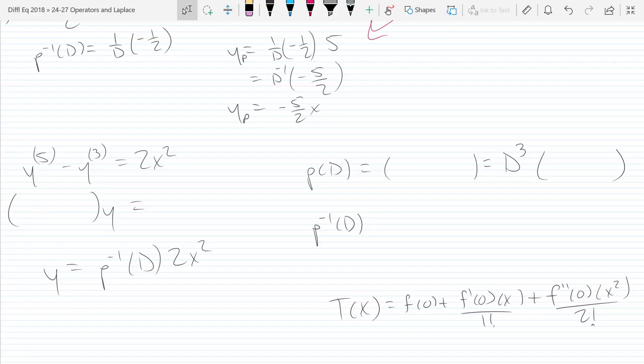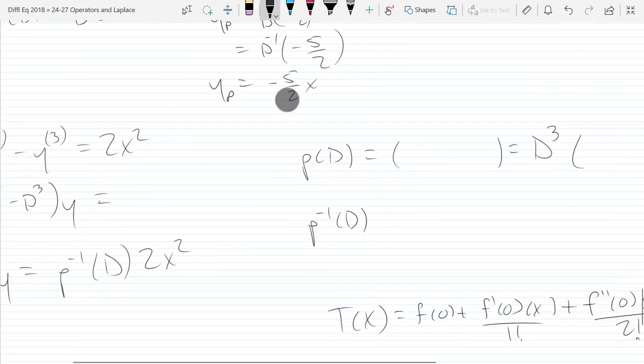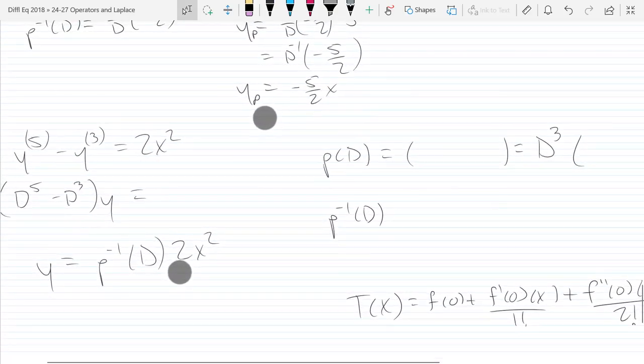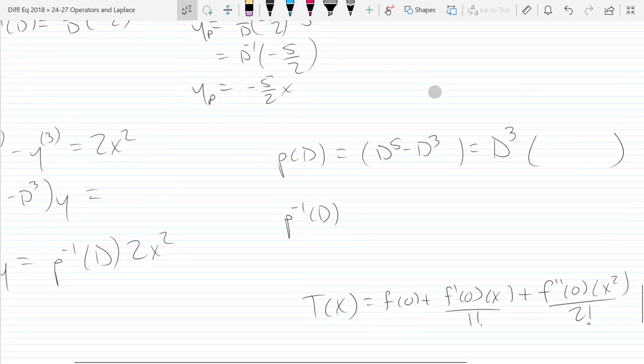All right, what is P of D? D to the fifth minus D to the third. So that part should be pretty clear. You could factor out a D to the third, and you have D squared minus one. Any questions on that?